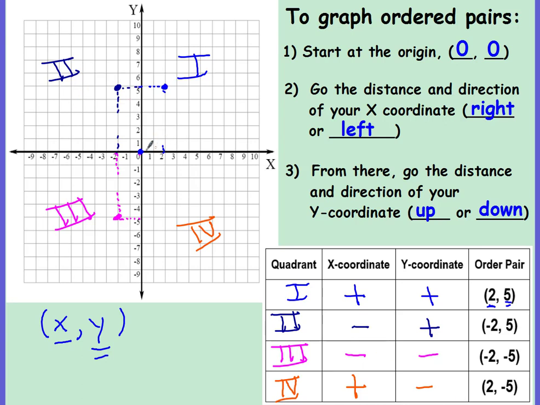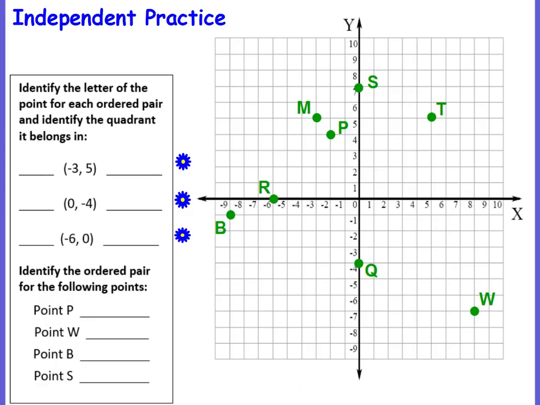Let's go ahead and plot it. Start at your 0. We're going to move to the right to positive 2, and then we're going to go down to negative 5. And where the 2 lines intersect is where you plot your point. And that's how you graph an ordered pair. And you can also tell which quadrant by looking at the signs of your x and y coordinates. And now you're ready for your independent practice.